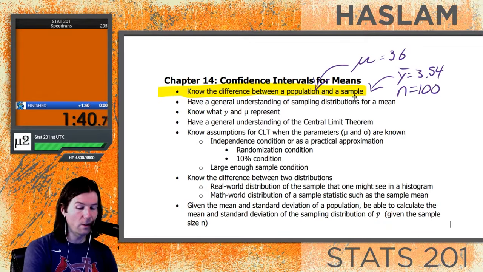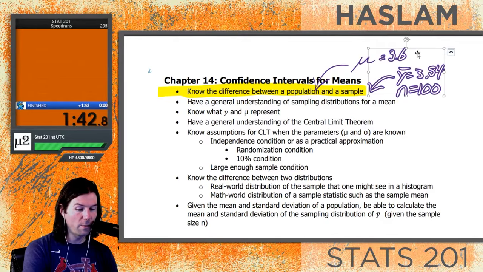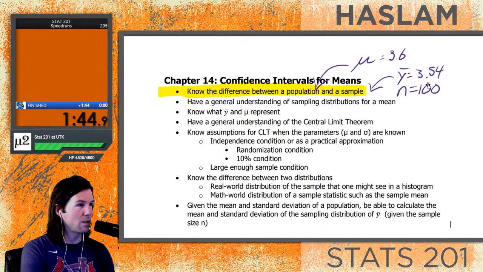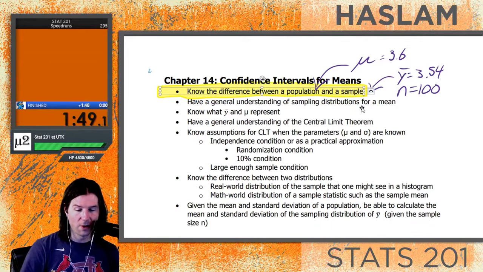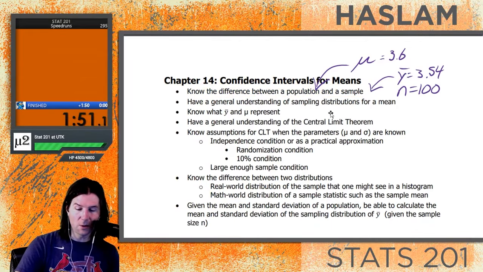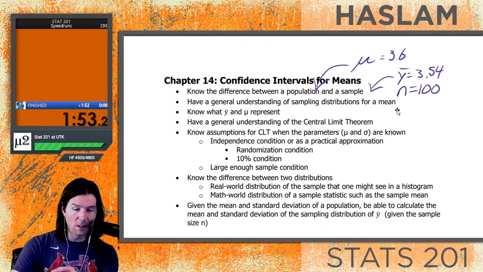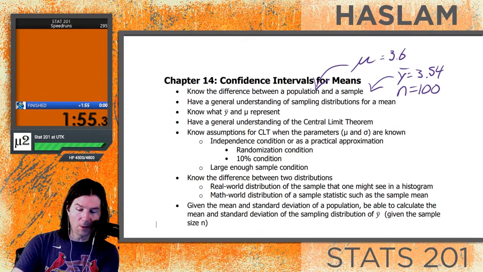And in many instances, we don't know the truth. We might not know the GPA of all UT students, so we'd have to use a sample to make inferences, inferential statistics, about the truth. When we get down here, have a general understanding of the sampling distribution of the sample mean. Now, this is where the first part of this chapter comes into play.